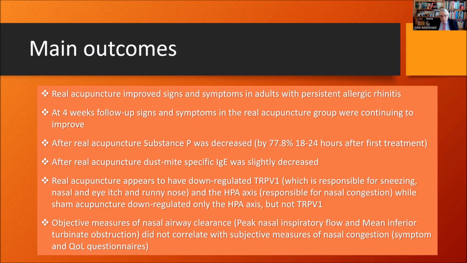Objective measures of nasal airway clearance, peak nasal inspiratory flow, and mean inferior turbinate obstruction did not correlate with subjective measures of nasal congestion, as measured by symptom and quality of life questionnaires.